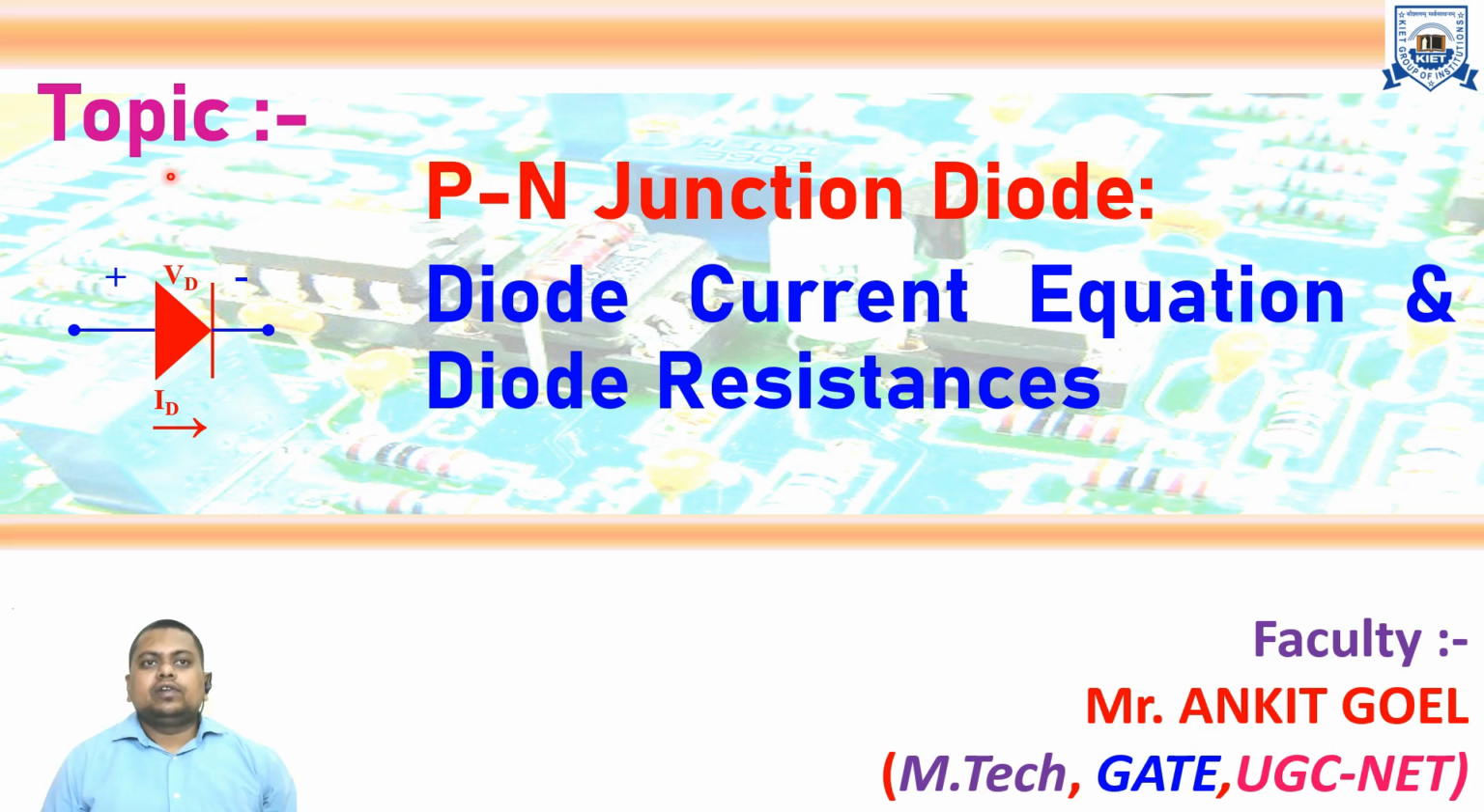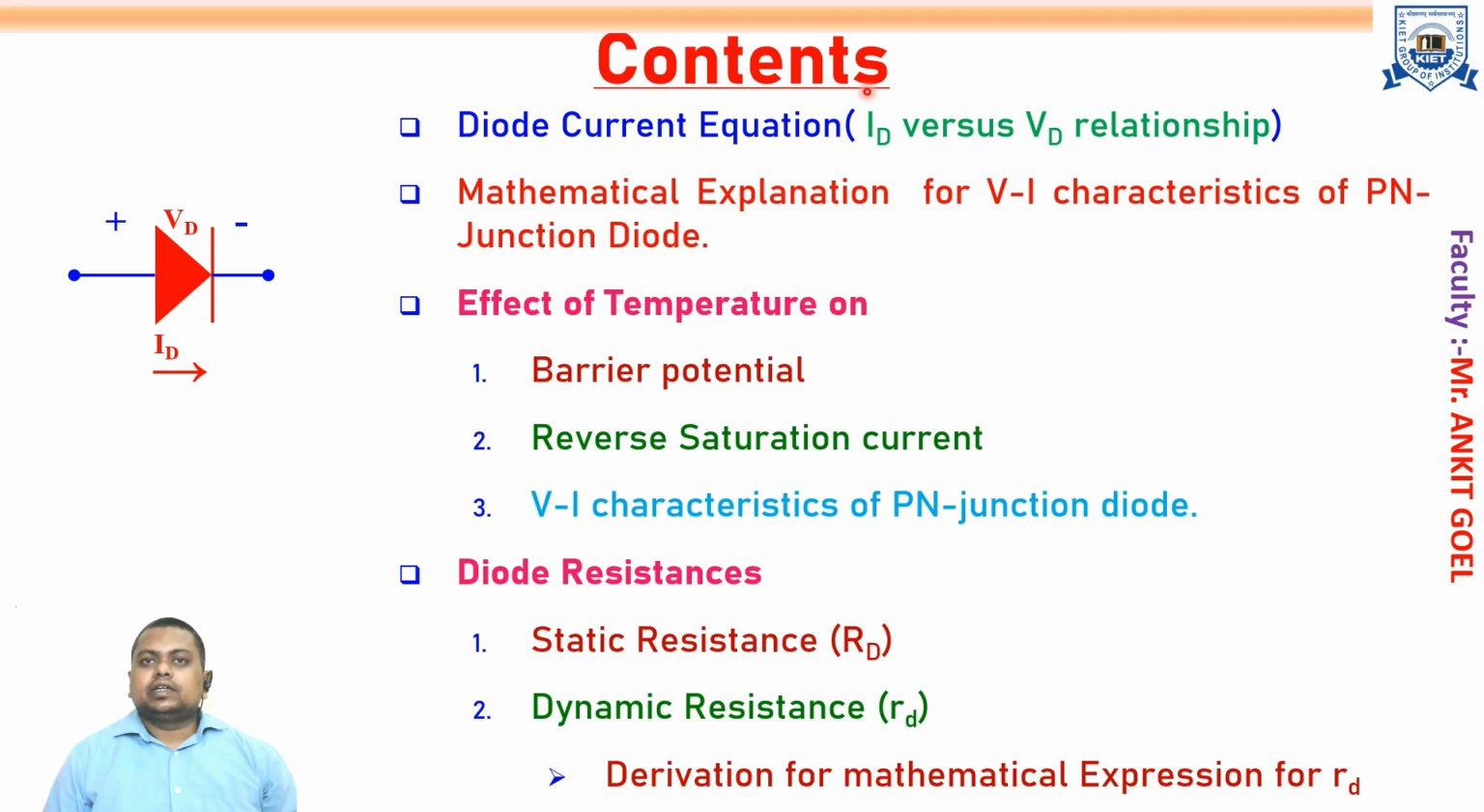Hello students, today we will learn the topic, the diode current equation and the diode resistances. In this session, we will cover the following contents. First, we will learn about the diode current equation, which relates the current flowing through the diode and the voltage across the diode. Then we will learn the VI characteristics of the PN junction diode mathematically using this diode current equation.